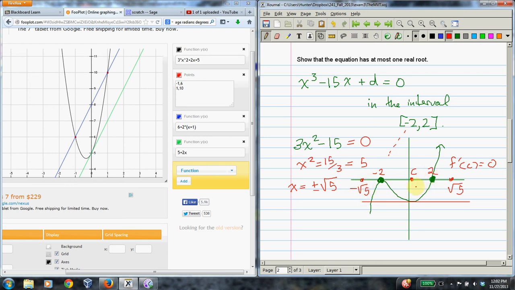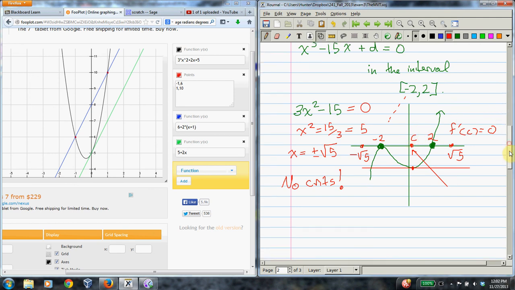And so what we've shown is that this is a critical number, but there are no critical numbers in the interval. So no crits. Because there are no critical numbers in the interval, there can't be a flat place on the graph. Do you see the argument?